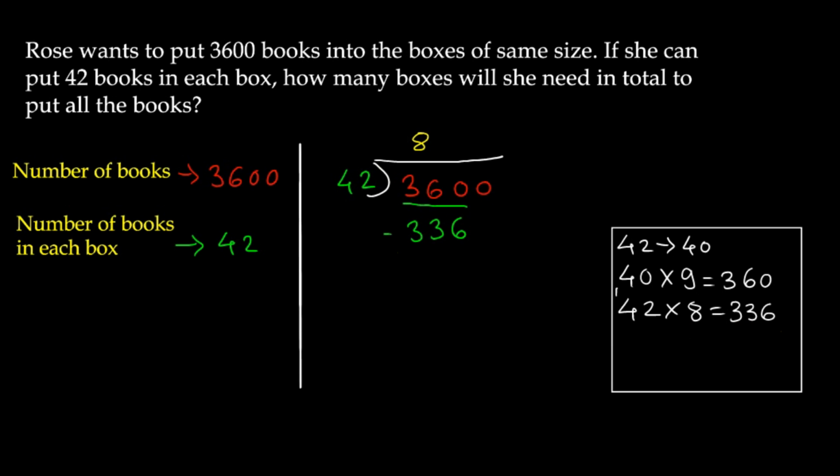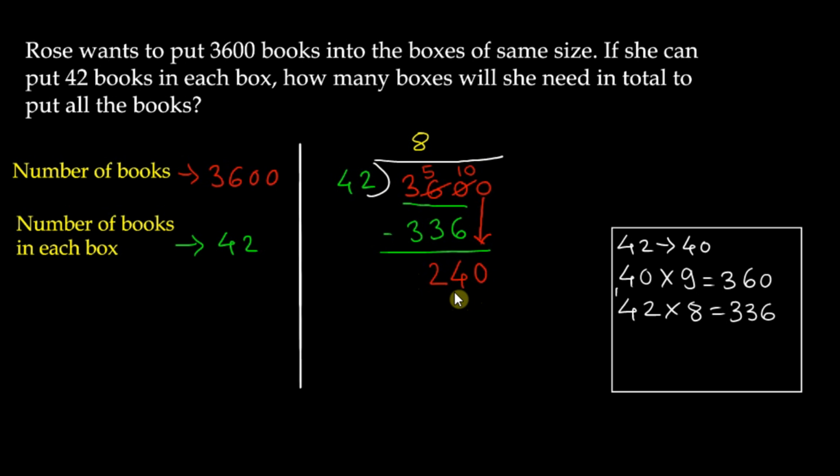Let's do the subtraction. We cannot subtract 6 from 0. Therefore, let's borrow 1 from 6 to make the 0 into 10 and we will be left with 5 over here. So 10 minus 6 is 4, 5 minus 3 is 2 and 3 minus 3 is 0. Now we still have 0 left in the dividend. Let's bring that down next to 24 to make it 240. Now how many times does 42 go into 240?